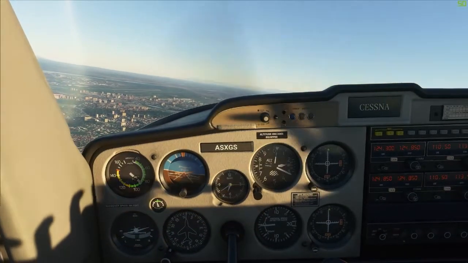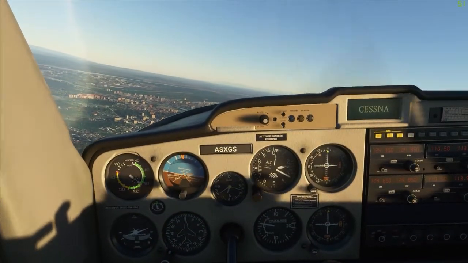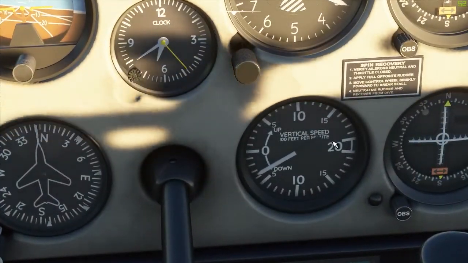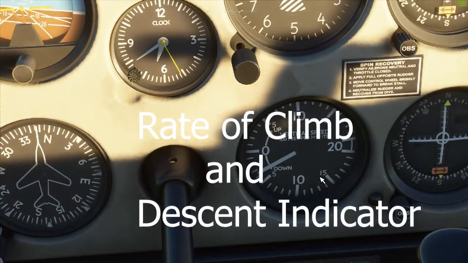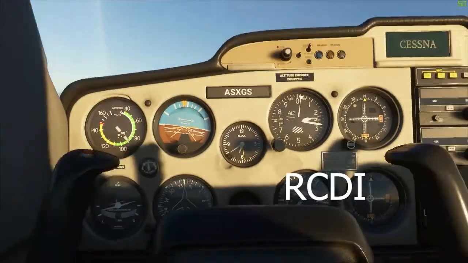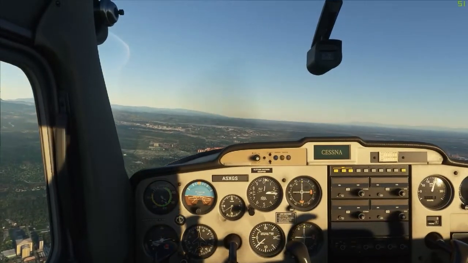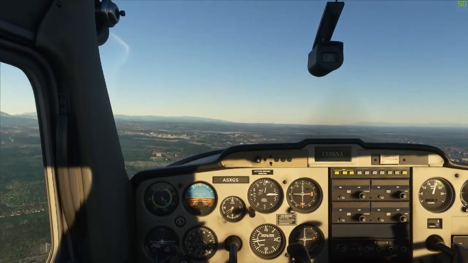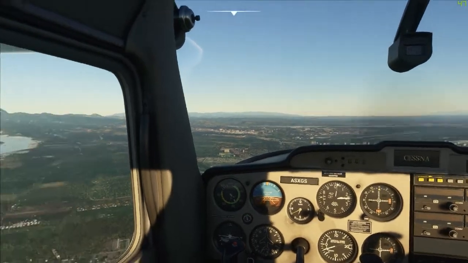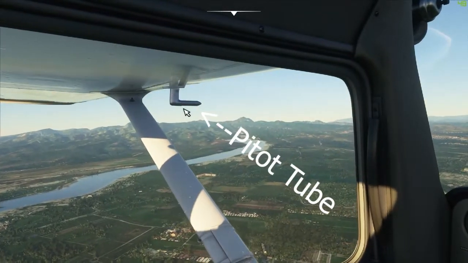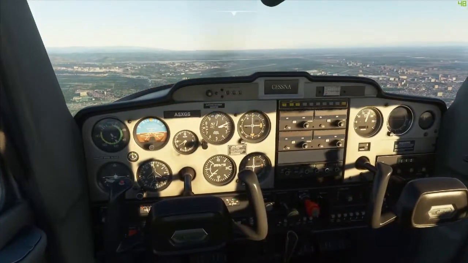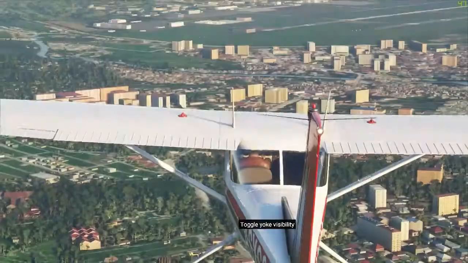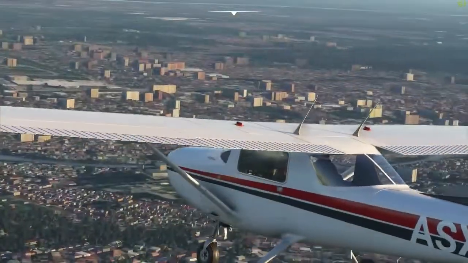So now let's move on to the next base instrument, the vertical speed indicator. The vertical speed indicator, or the VSI, also known as a rate of climb and descent indicator, RCDI, is an instrument which indicates the rate of climb or descent of an aircraft. The VSI uses the aircraft pitot-static system to determine the vertical speed and depicts the result on a conventional needle and circular scale instrument or on a ribbon at the side of an electronic flight instrument system.